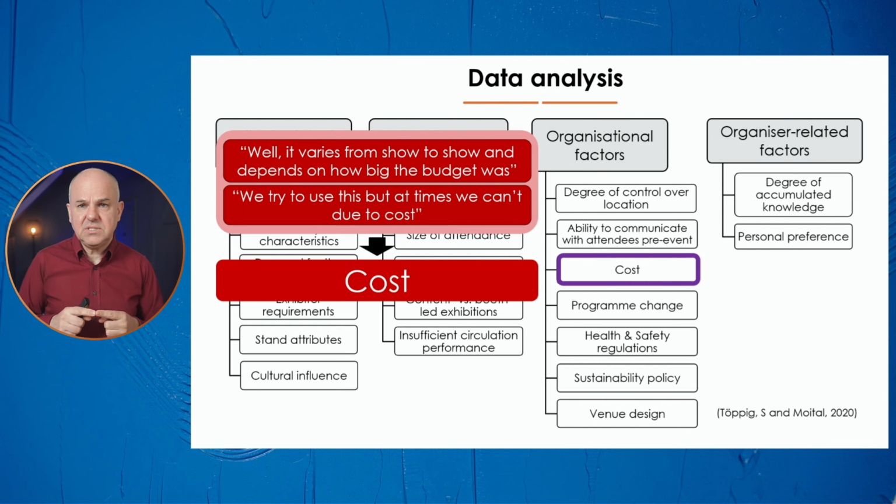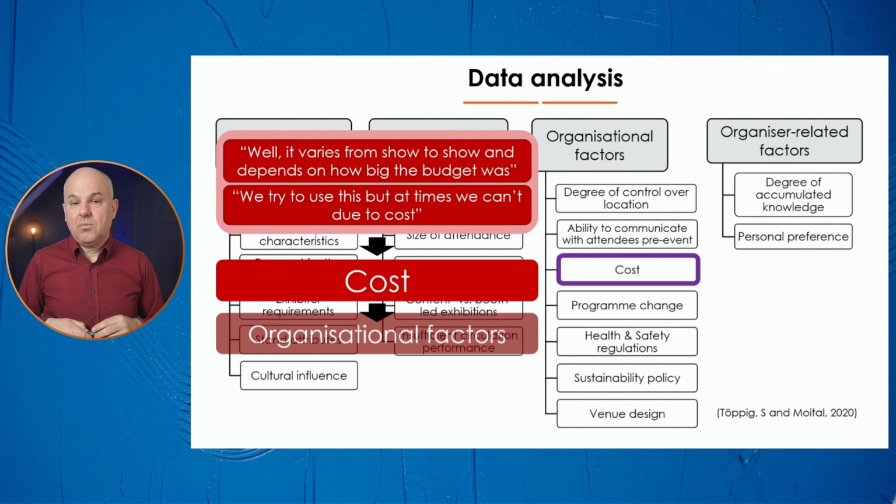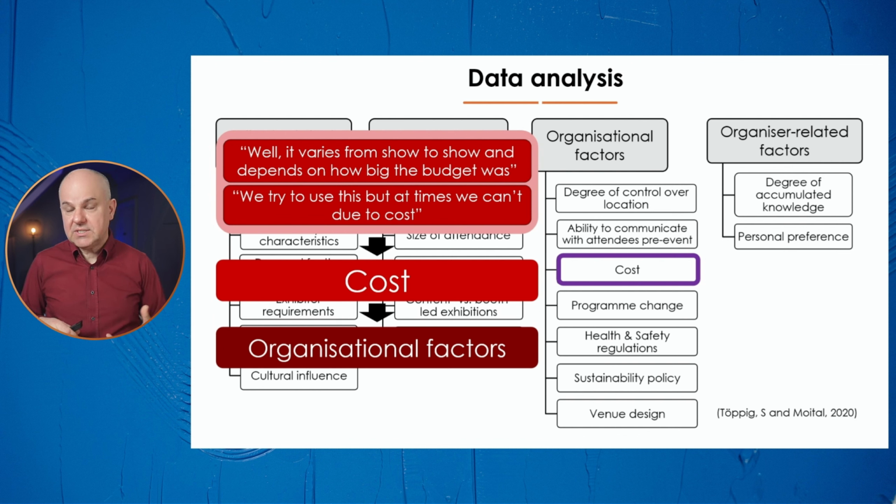Now we ended up with these 20 or 15, I can't remember the number, factors, and long lists of things are never good. We need to analyze them, i.e. find themes, divide them across categories. And when we did that, we actually categorized cost as an organizational factor. And to go from the actual answer of the participant to then the intermediate theme cost and to organizational factors, the top theme, we had to use abstract thinking.